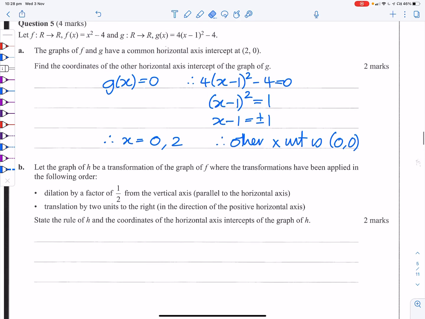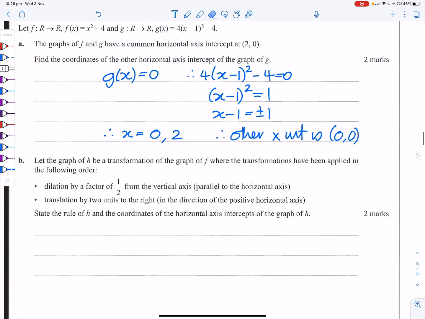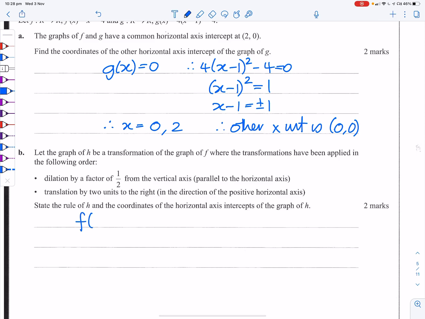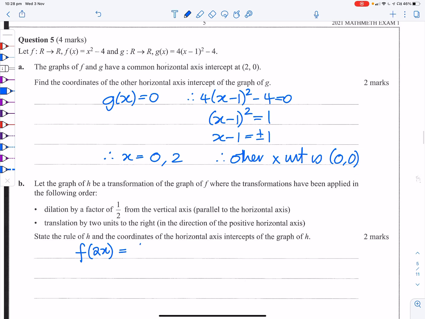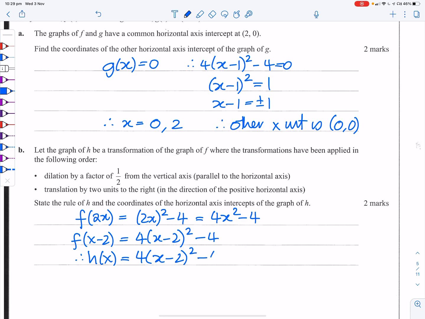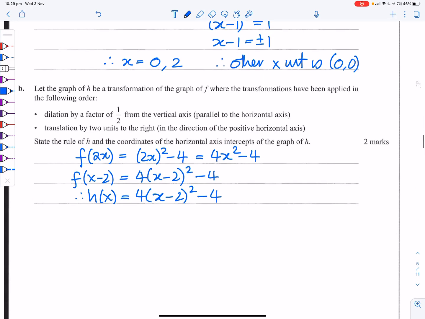Okay, let the graph of H be a transformation of the graph F, where the transformations have been applied in the following order. A dilation of factor half from the vertical axis, so the y-axis. If we dilate by a half from the y-axis, that's f of 2x, which would mean we'd get 2x squared minus 4, which is 4x squared minus 4. Then a translation of 2 units to the right, which would give us 4 times x minus 2 squared minus 4. So we can say that h of x is 4 times x minus 2 squared minus 4. State the rule of h and the coordinates of the horizontal axis intercepts.